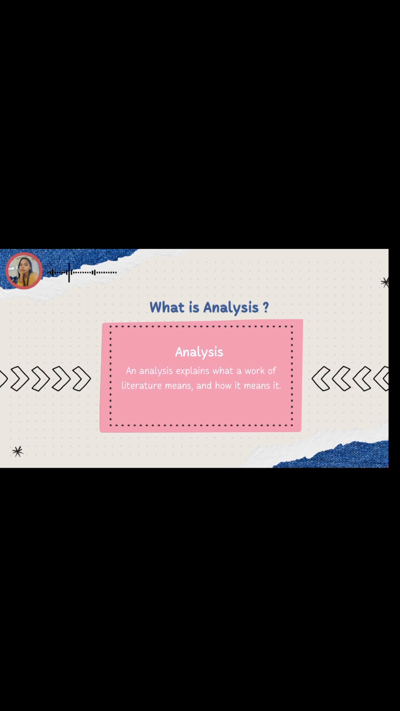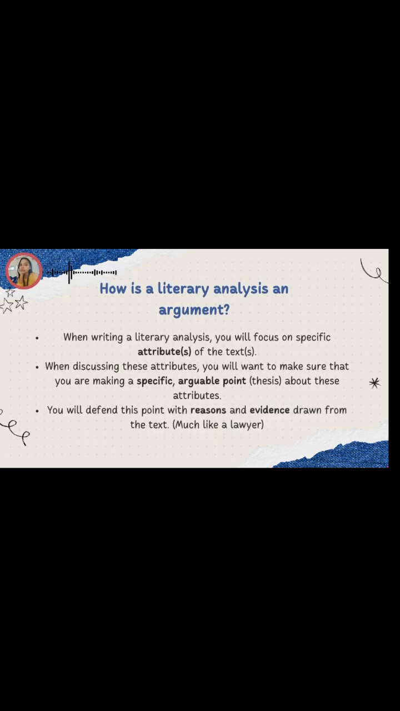What is analysis? An analysis explains what a work of literature means and how it means it. It involves explaining the deeper meaning of a work and how it conveys its message. You will focus on specific attributes of the text. When discussing these attributes, you will want to make sure that you are making a specific, arguable point about these attributes, and also you will defend this point with reasons and evidence drawn from the text.